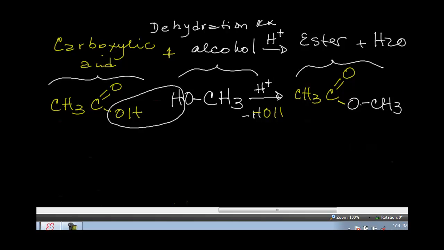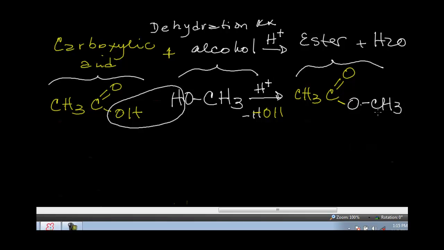Esters have very pleasant odors. If you put perfume this morning, that's an ester. If you smell a banana or a fruit, pineapple, those are all esters. Lotions have ester groups, they have very pleasant odors. And they have a C double bond O, single bond OCH3.